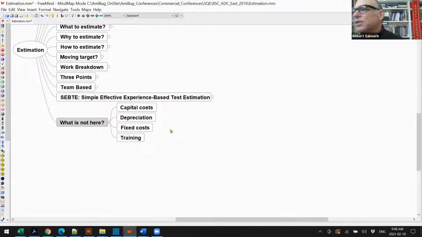This method does not include capital costs. This method does not include depreciation. This method does not include fixed costs. This method does not include learning curves or training activities. So it does not include that. It does not matter. Also, this method doesn't care if you automate or not, whatever, it doesn't care.